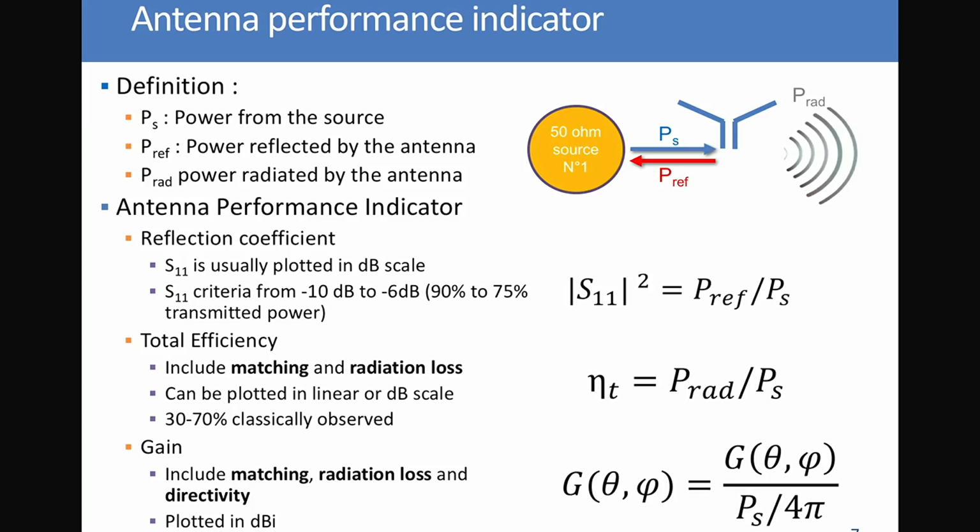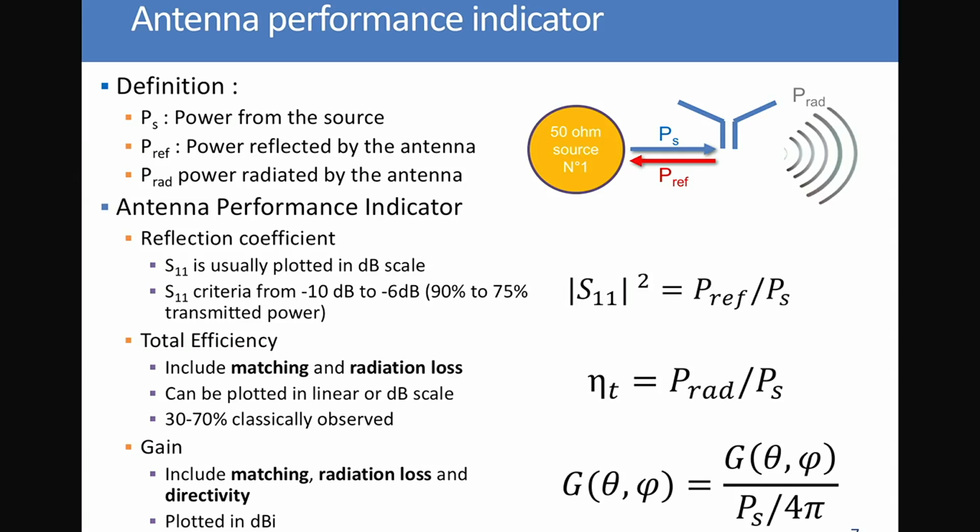So this is a useful power that you need for your communication. So the indicator I'm going to use, the first one is the reflection coefficient. A reflection coefficient is the ratio between the power reflected over the power which is transmitted from the source. Of course, usually you don't want to have any reflection, so you want this parameter to be equal to 0 in linear or minus infinite in dB.